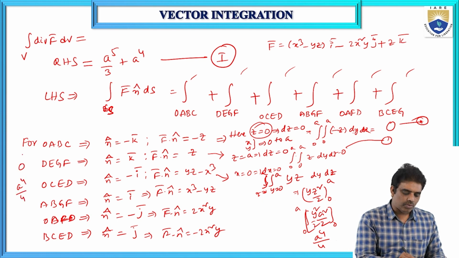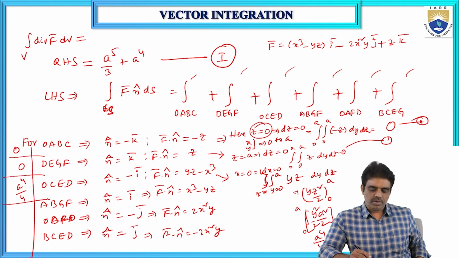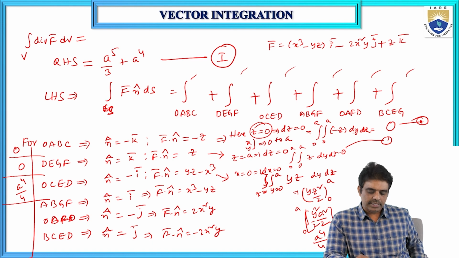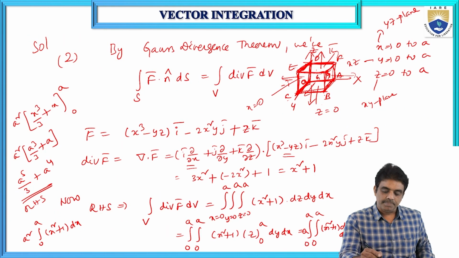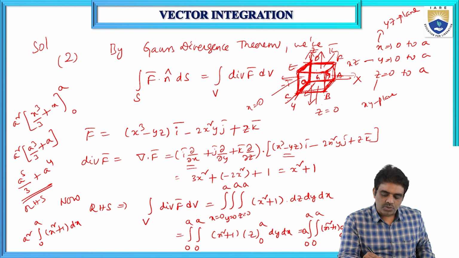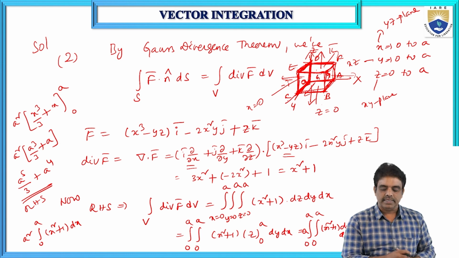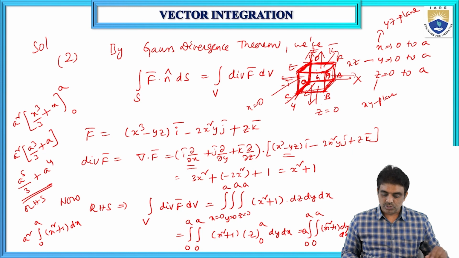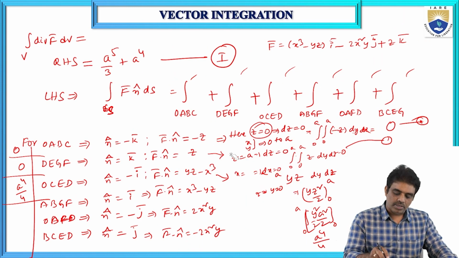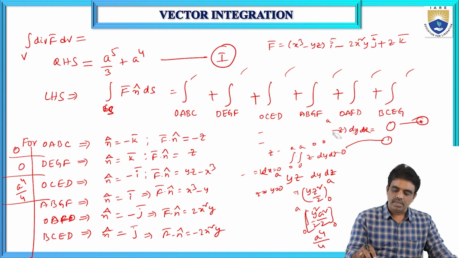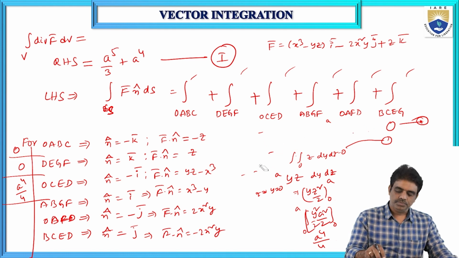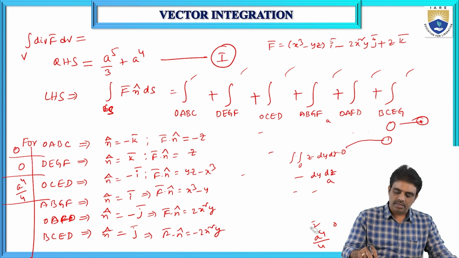And what is this value? 0. This is 0. Here I am writing all the values: 0, 0, a power 4 by 4. You can observe the yz limits: y from 0 to a, z from 0 to a. That is how it goes. Now I will write freely because I am writing on the right hand side, so the values will be closer to you.